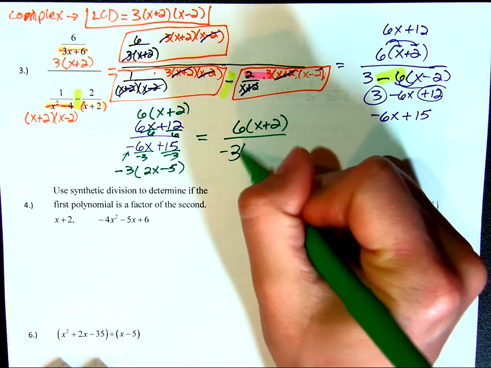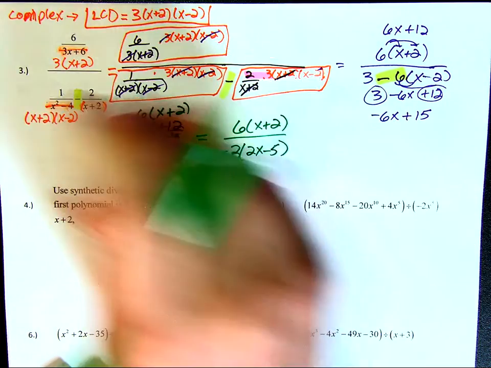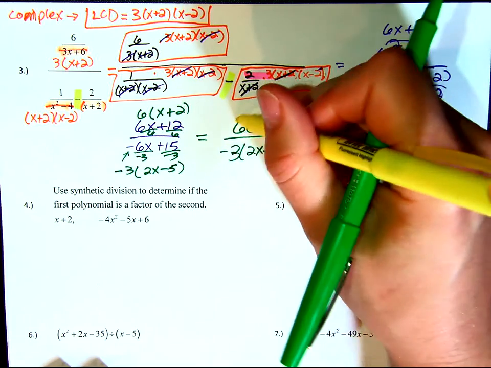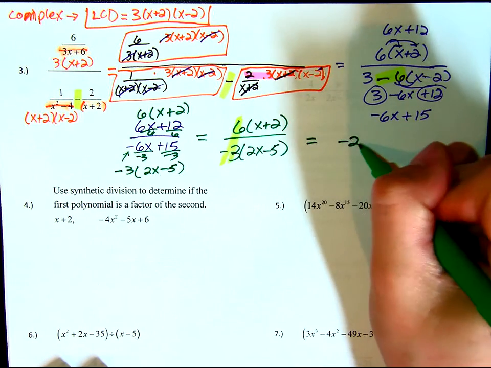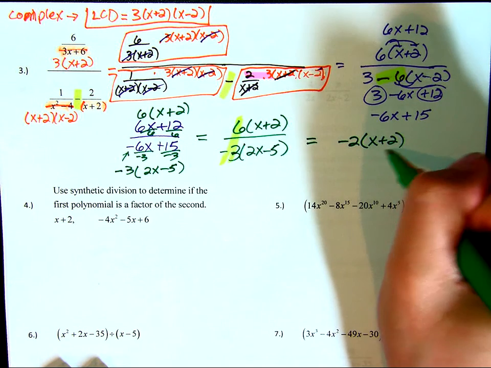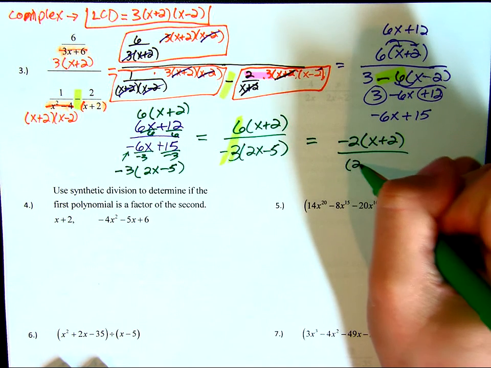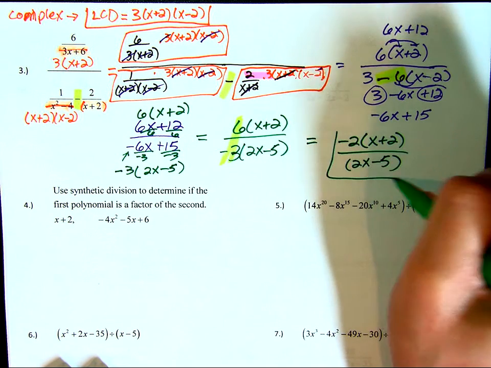So we bring that over, and again, look at those outside terms. We can reduce that. 6 divided by negative 3 is negative 2. We still have an x plus 2 on the top, and on the bottom, the 2x minus 5. And that's as far as you can go on that problem.